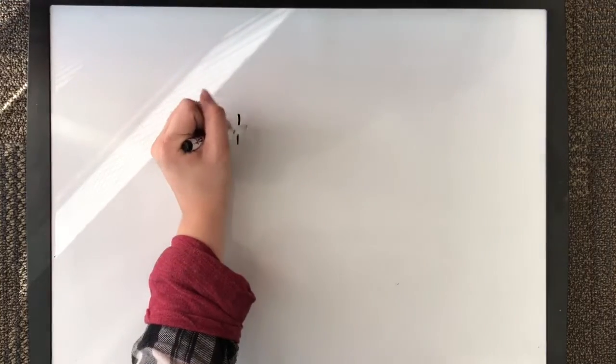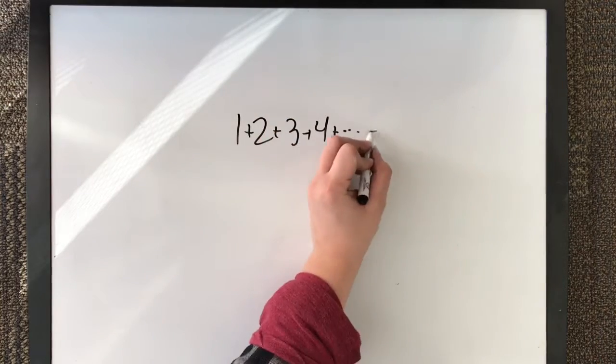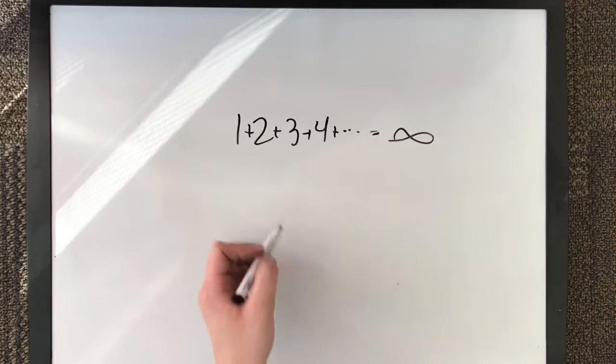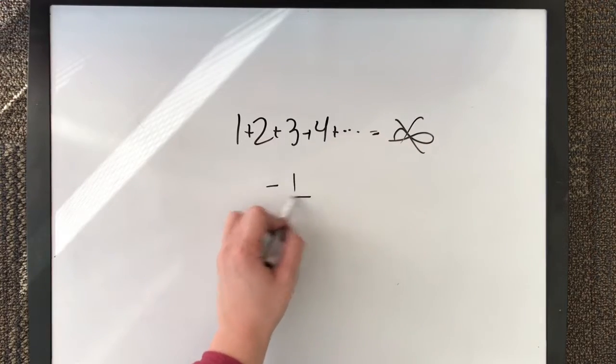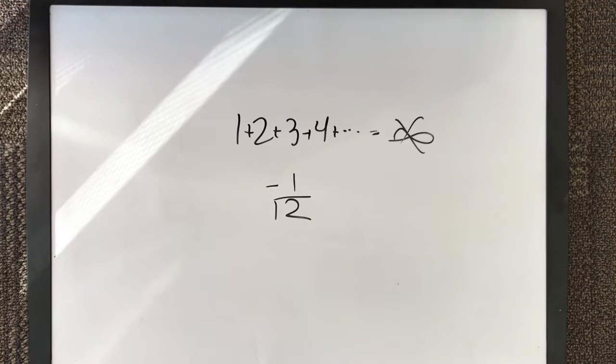So if you take all the positive integers and add them together, the natural assumption is that it's going to equal infinity. However, today I'm going to show that this actually equals negative 1/12. So we're going to add all these positive numbers and we're going to get a negative number. And it's not even a whole number, it's a fraction.